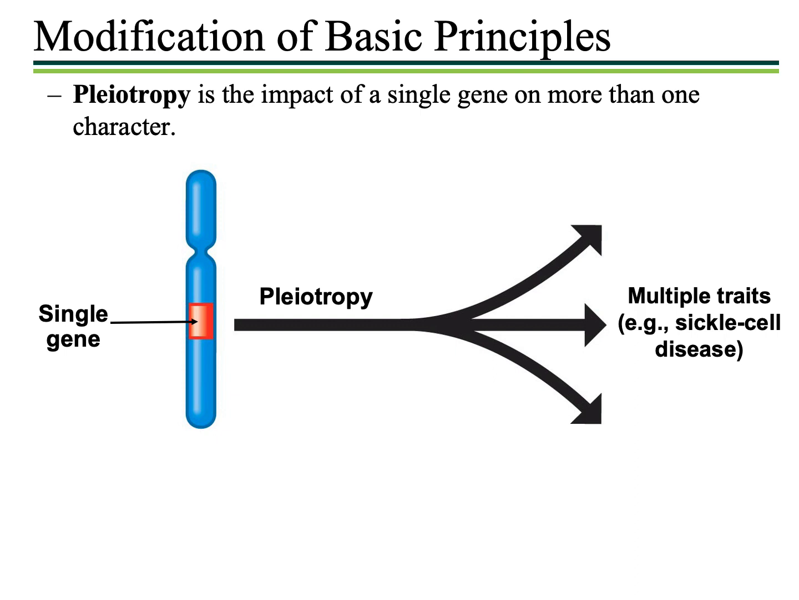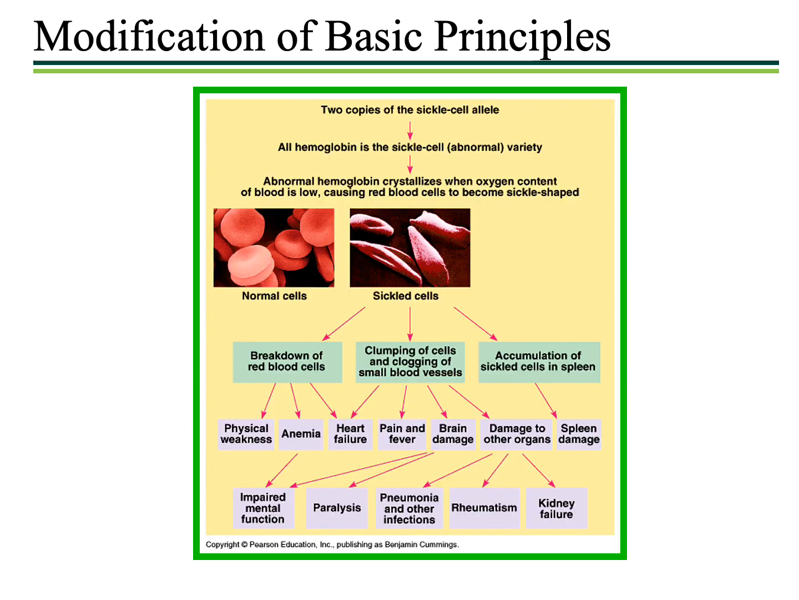The next concept that might lead to a modification in phenotypic outcome is a concept referred to as pleiotropy. Pleiotropy is a situation where you have the impact of a single gene that affects more than one character overall. So, single gene, multiple phenotypic effects. The best example of pleiotropy is the one that you see in this particular slide.